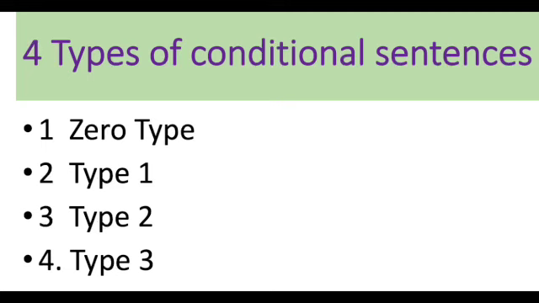There are 4 types of conditional statements: zero conditional, first conditional, second conditional, and third conditional. So let's see each conditional statement in depth: in which situation we use each of them, and what their uses, rules and structure are. Let's dive deep into it and start the class.